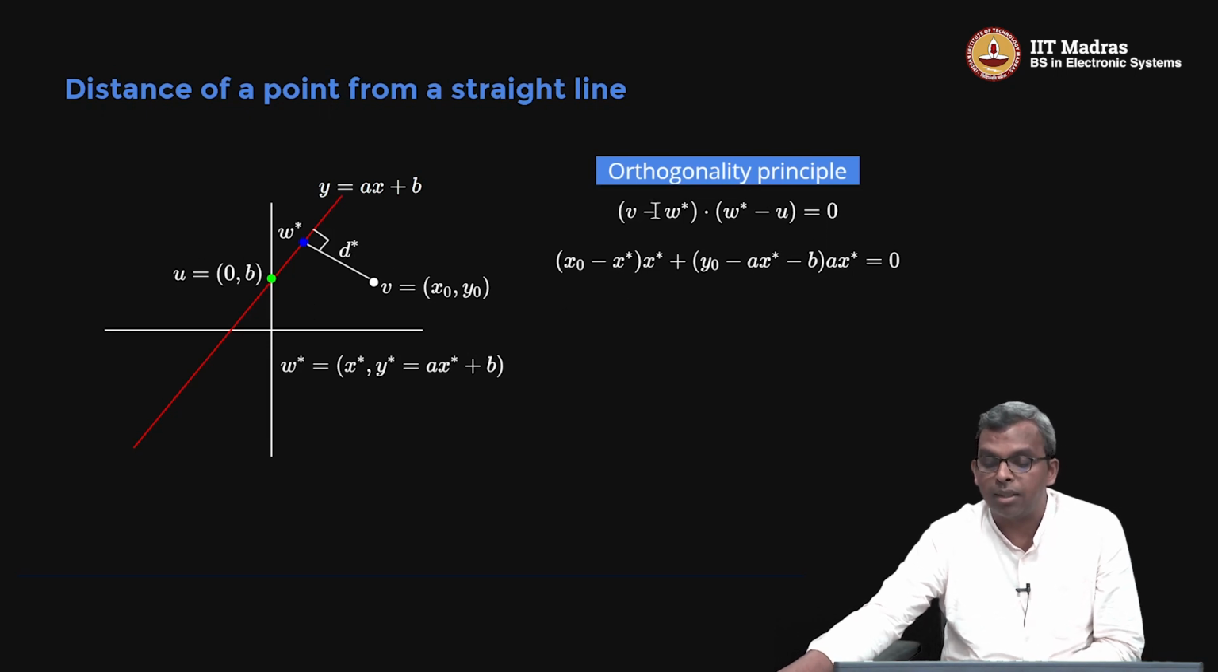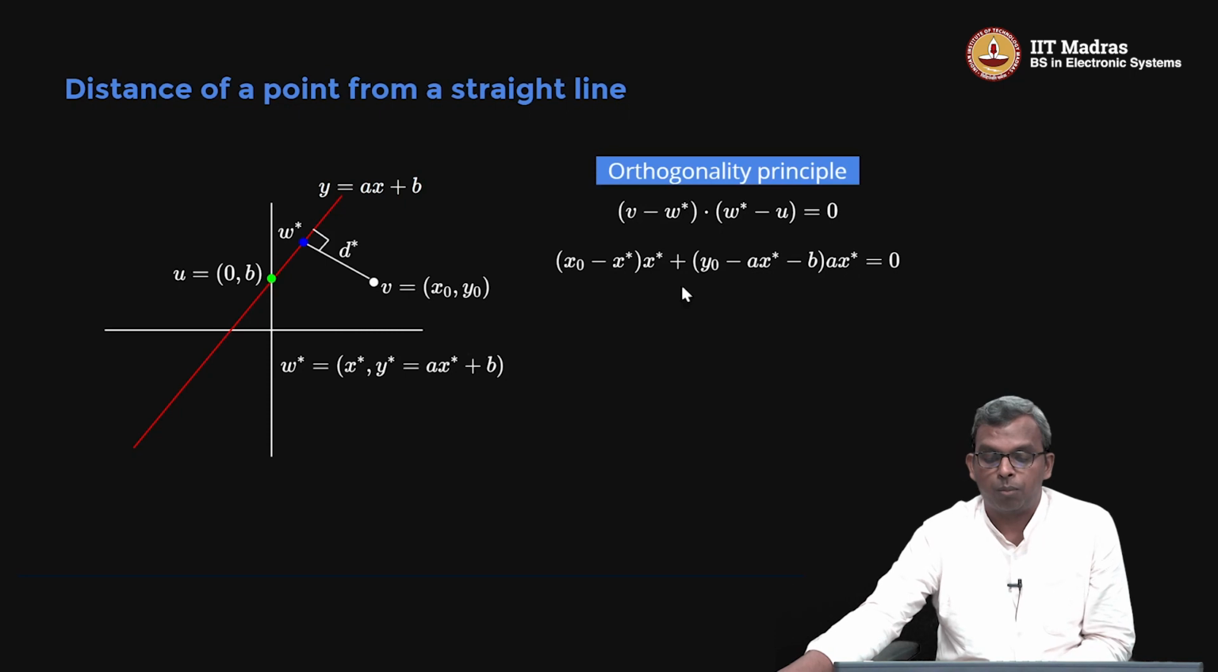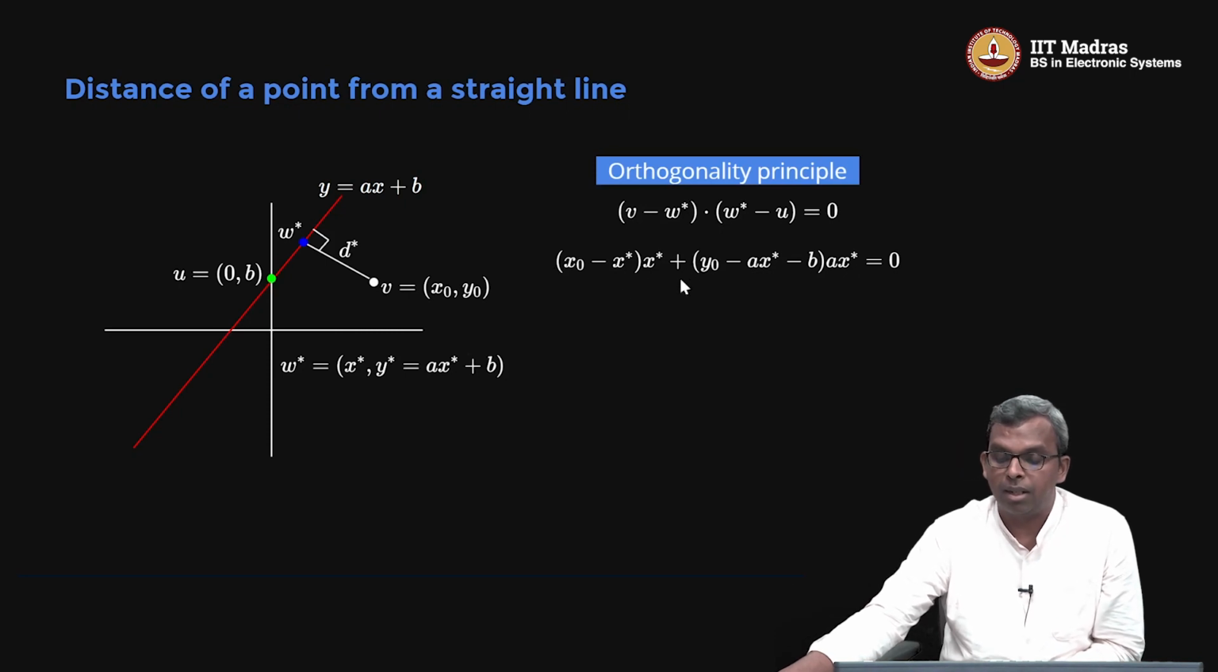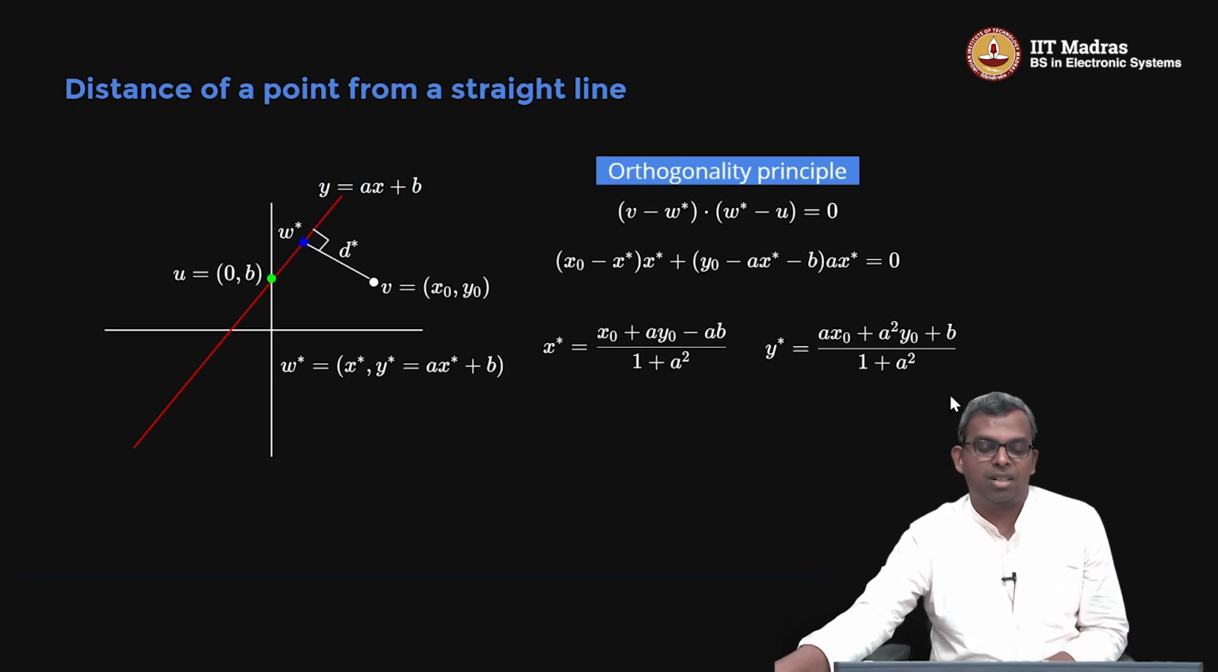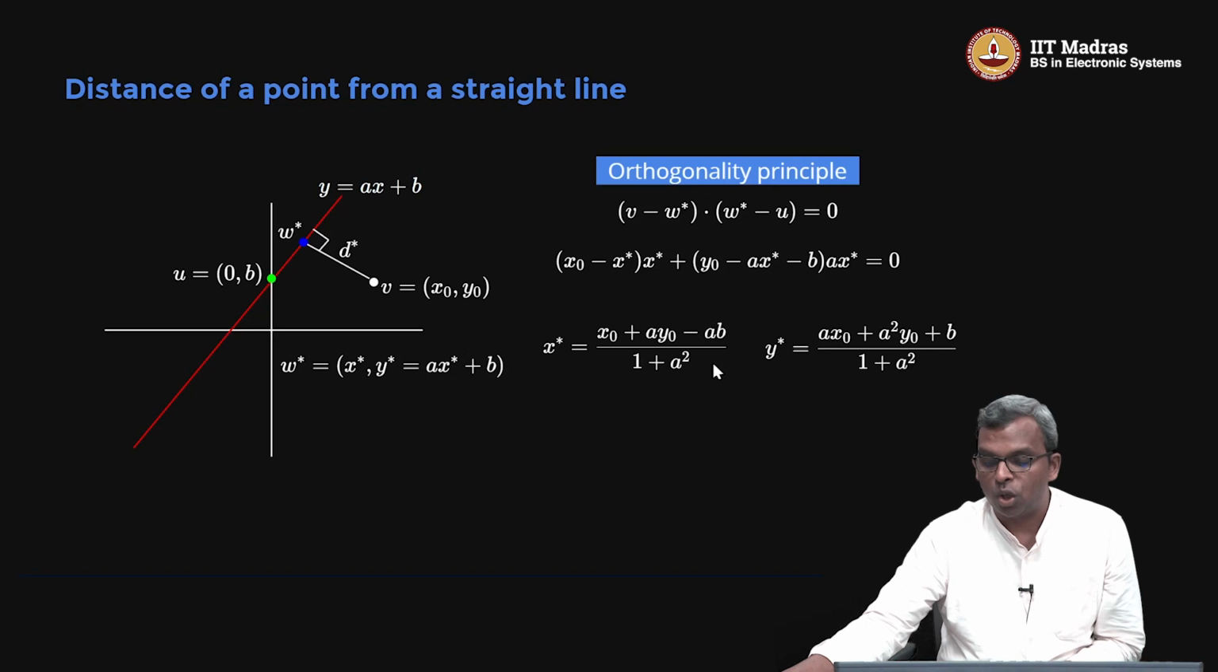You simplify, you will get this dot product to be this expression. x naught minus x star times x star plus y naught minus a x star minus b times a x star equals 0. Now from here you can solve for x star. This x star will cancel. You will get another x star here, and then you can back substitute it here to get y star. So just with this orthogonality principle, you get a very clear and full expression in terms of a, b, x naught, y naught for x star and y star.